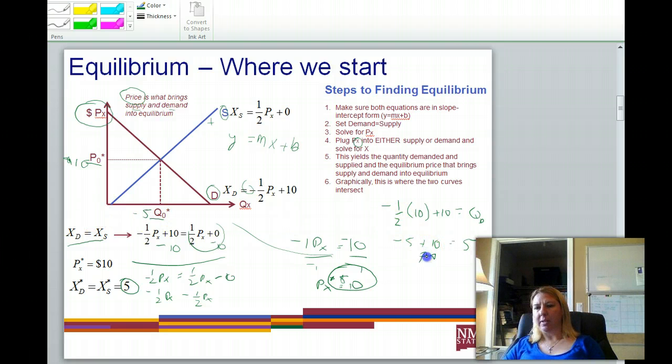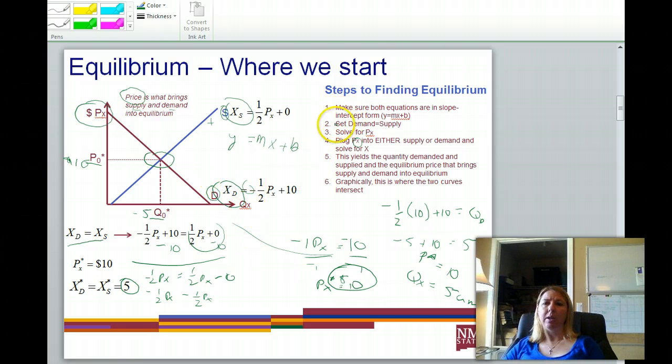So we know that our P star is equal to 10, and our Q of X star is equal to 5 units. And so that's just a simple algebraic way that we can look at how to think about equilibrium. In this case, we just took a very simple linear model of demand and supply. And so the problem solving steps hopefully are relatively straightforward.